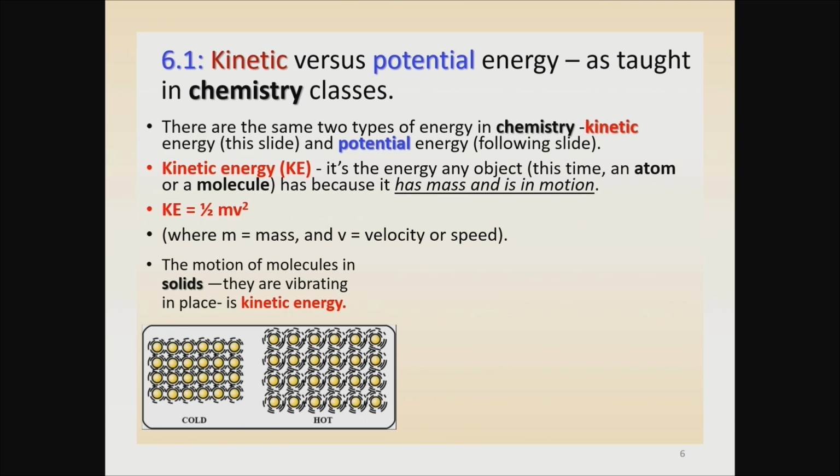That means they're going to have a little bit of movement and a little bit of kinetic energy. Now, if you heat the cold solid to the hot solid, what will happen is that the atoms or molecules will start vibrating even faster.